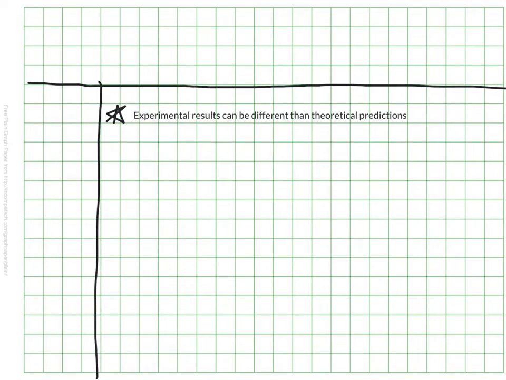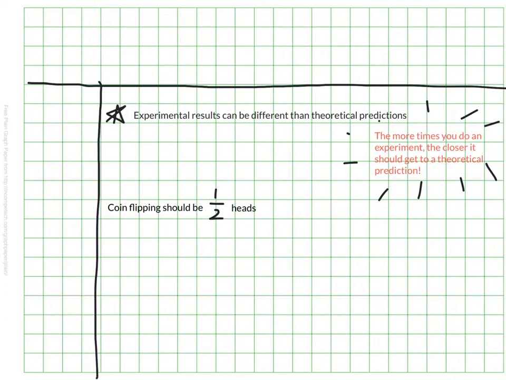One thing to keep in mind is that experimental results can be different than our theoretical predictions, but something fun is that the more times you do an experiment, it should get closer to theoretical. Let me show you a quick example with our coin flipping. We know by now that the theoretical probability of getting a coin to land with heads up should be 1/2, right? There's two outcomes, one of them is heads, they're equally likely, so it should be 1/2.